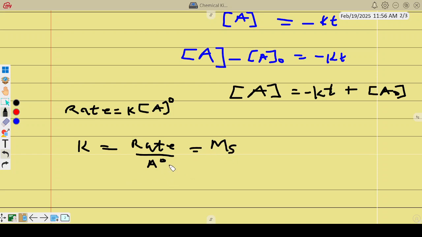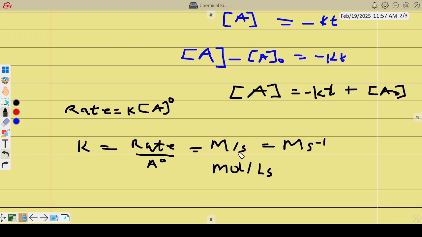So this is molar per second, these are the units for it. And then the concentration is power 0, meaning it has become 1. It will be 1 and it won't have meaning. So the units for the rate constant for the zero order reaction are just the same units as the rate, which is molar per second. Or if they want, instead of writing molar, they will give you mole per liter second.